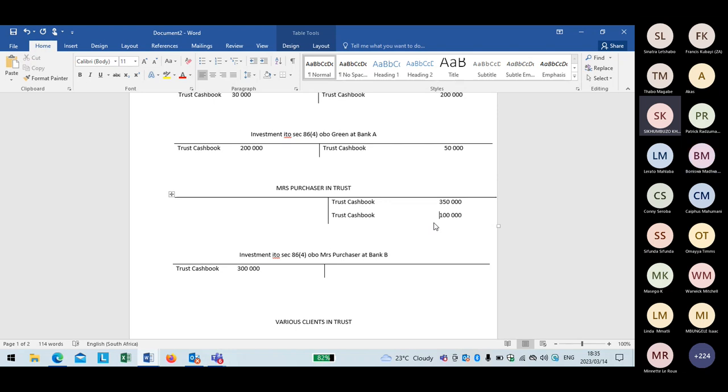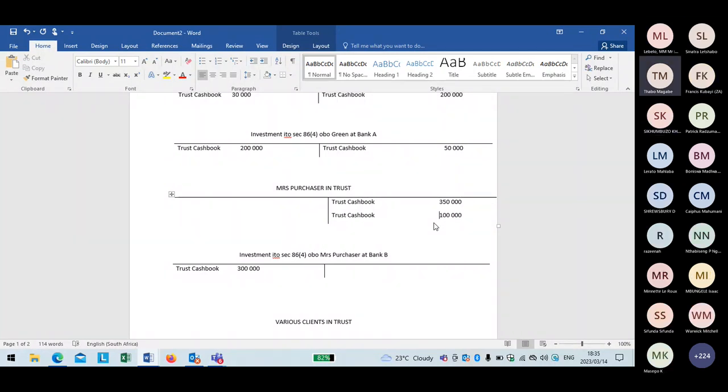Can I ask something, Prof? On the very same exercise on number six, you have indicated that we need to establish whether the client has got enough money to pay the transfer costs. But the statement says you receive a further 100,000 in cash from this purchaser in respect of the pro forma cost of transfer. Isn't it that the statement? It's explicit that there is money that is meant for the transfer of the property.